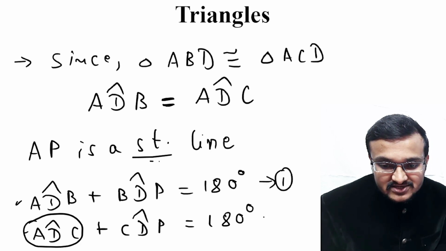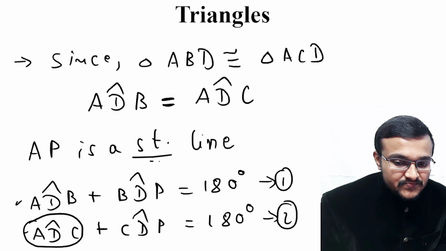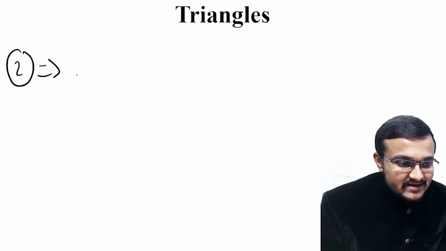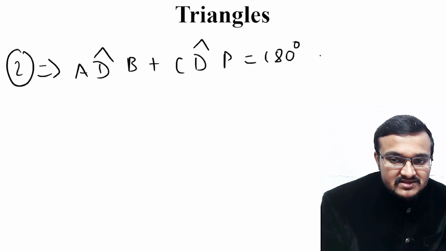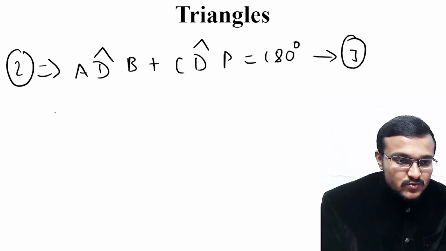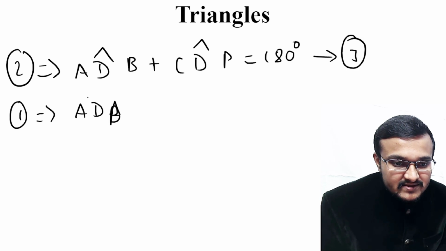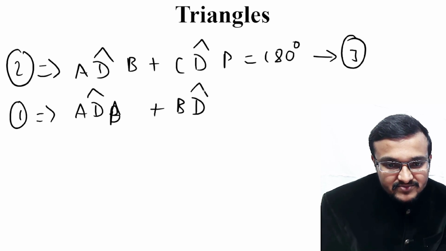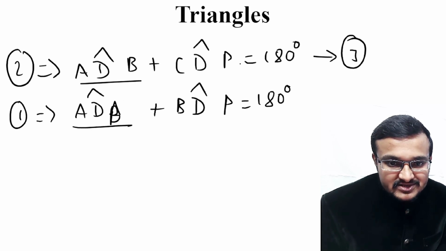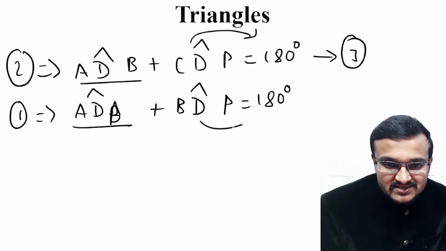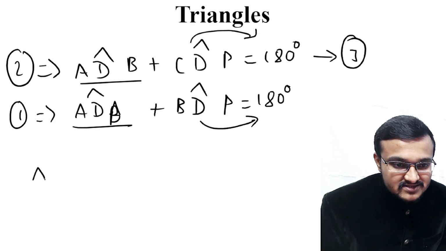So this you can call equation 1, and this equation 2. So equation 2 I can write as ADB plus CDP is equal to 180 degrees. This I can call equation 3. So one more time I'll write equation 1 here: ADB plus BDP is equal to 180 degrees. Now you can see ADB is there, here also ADB is there. So this CDP you can take to the RHS and this BDP also you can take to the RHS.